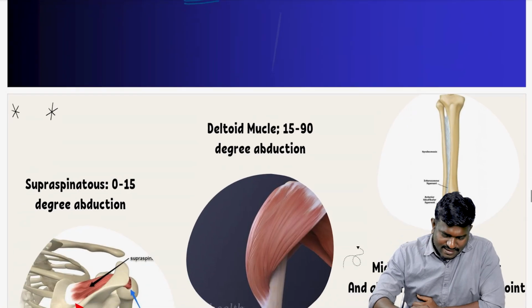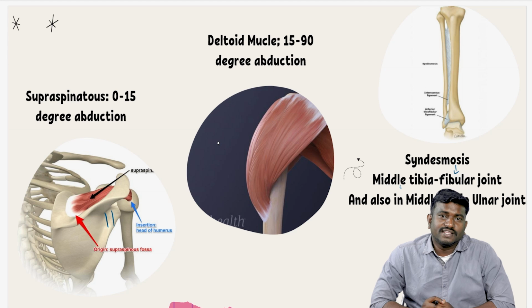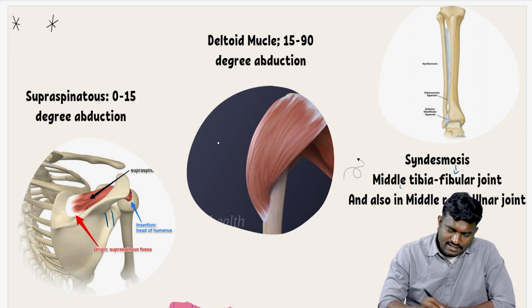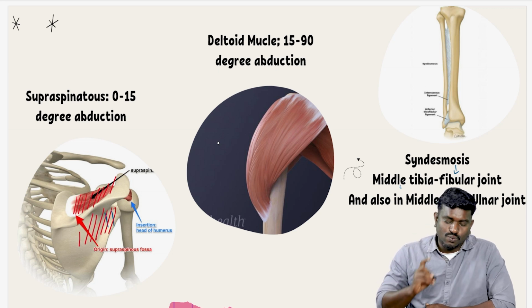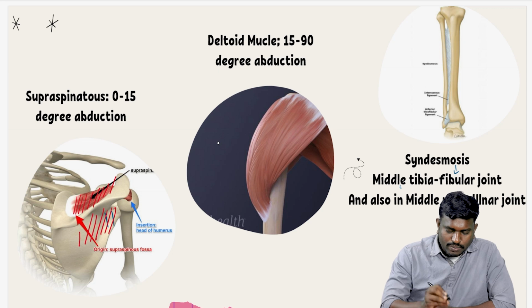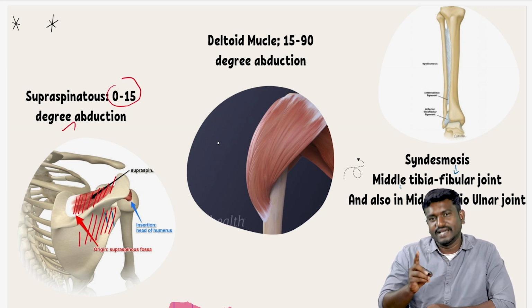Yes. Next, let's try to look into the important muscles. Now, what is this muscle here, sir? This is going to be supraspinatus. Very good. And down below is going to be what? Infraspinatus. Good. What else do we have to remember? Remember, supraspinatus has 0 to 15 degree abduction.